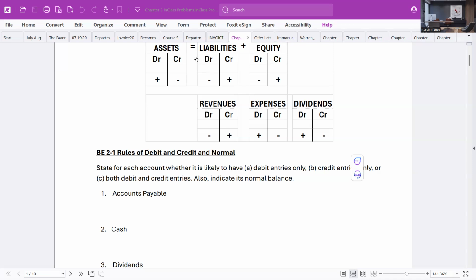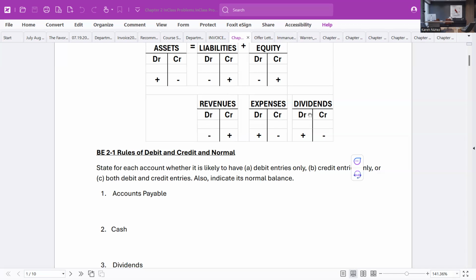Liabilities and equity are just the opposite of assets, right? Because a debit will decrease a liability and a debit will decrease equity, but a credit will increase liabilities and a credit will increase equity. Also, revenue is a lot like liabilities because revenue is a subdivision of equity. So if we want to increase our revenue, we should be crediting it. And if we want to decrease revenue, we'd have to debit it.